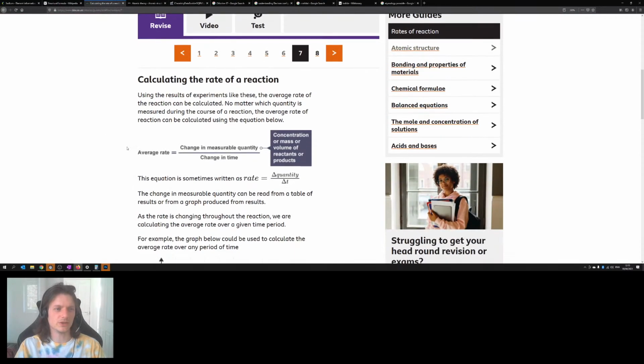Calculating the rate of reaction. Using the results of experiments like these, the average rate of the reaction can be calculated. No matter which quantity is measured during the course of a reaction, the average rate of reaction can be calculated using the equation below.